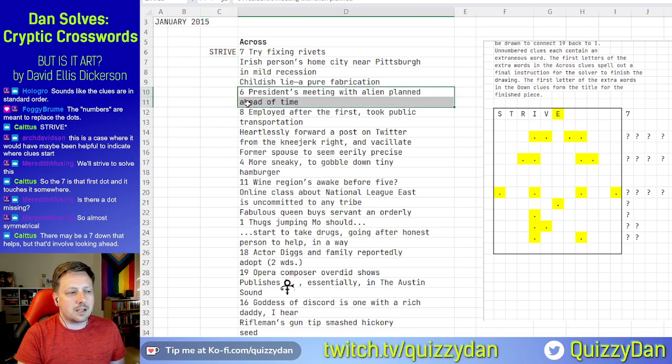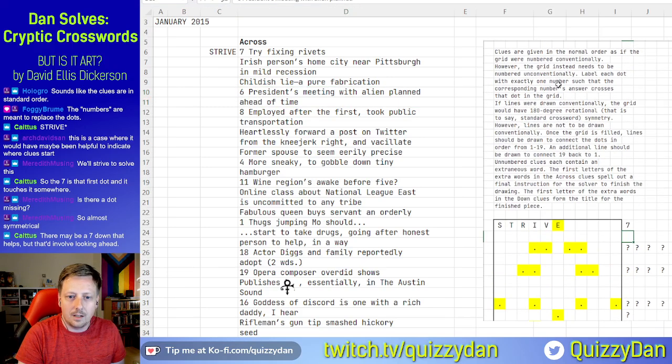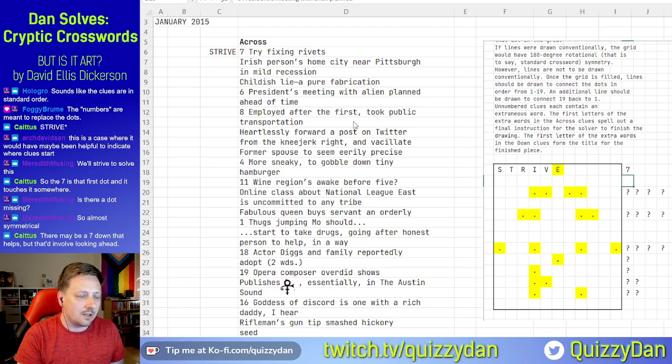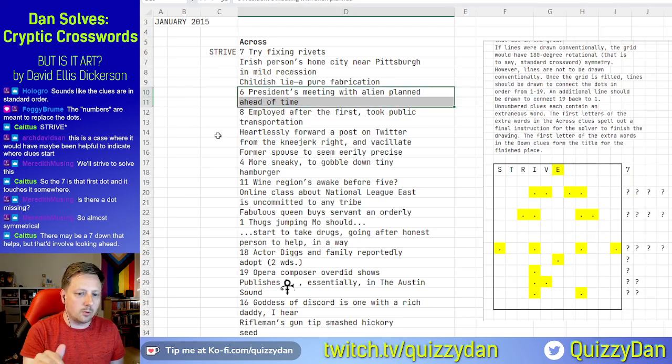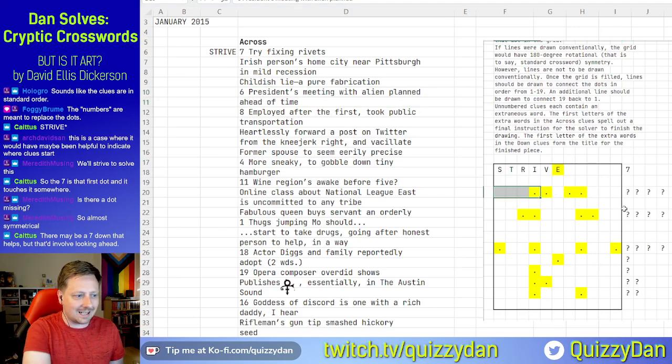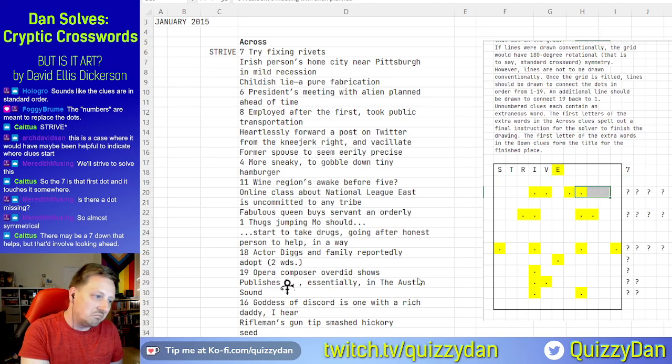Yeah, because I think the only way this works, because what it says is, label each dot with exactly one number, such that the corresponding number's answer crosses that dot in the grid. That doesn't mean an answer can't cross more than one dot, but I think it might, because I want this to be 6, and I want this to be 8. That's what I think will happen. So I think 7 is actually not going to go there, it's going to go something like there. The 2 for the next line are going to go in there, and then this is going to be 6, and that is going to be 8. That is my rough guess.